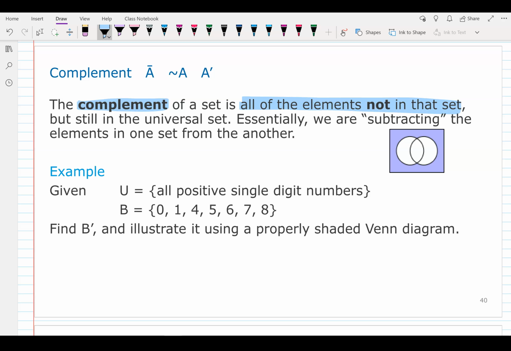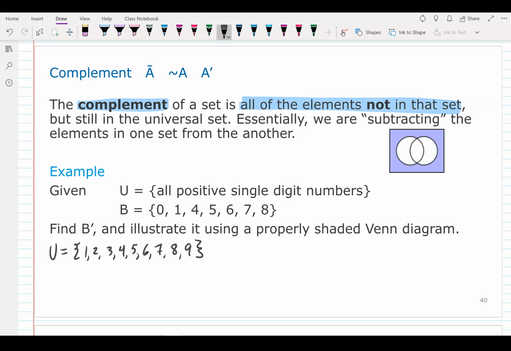It says, given U equals all positive single-digit numbers. What are all the positive single-digit numbers? That's the first thing we should look at. I'm going to write out what all the positive single-digit numbers are. 1, 2, 3, 4, 5, 6, 7, 8, and 9. Okay, those are all the positive single-digit numbers.